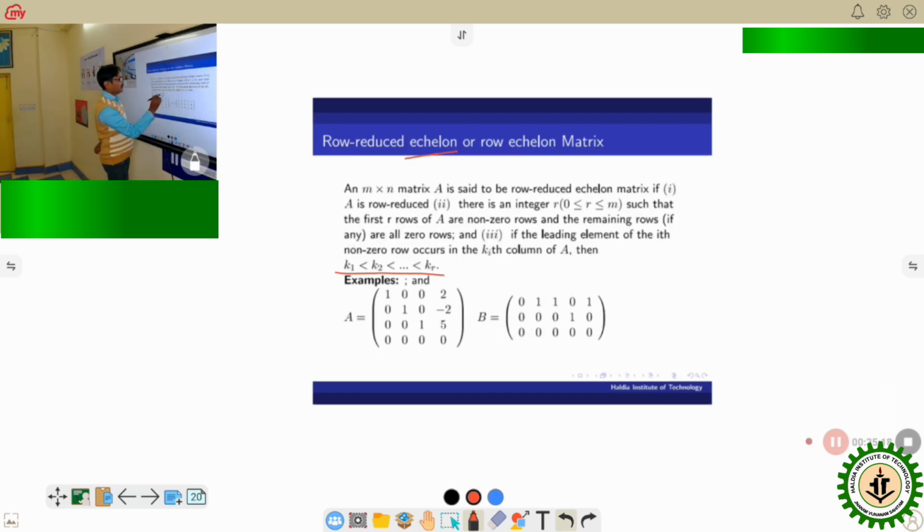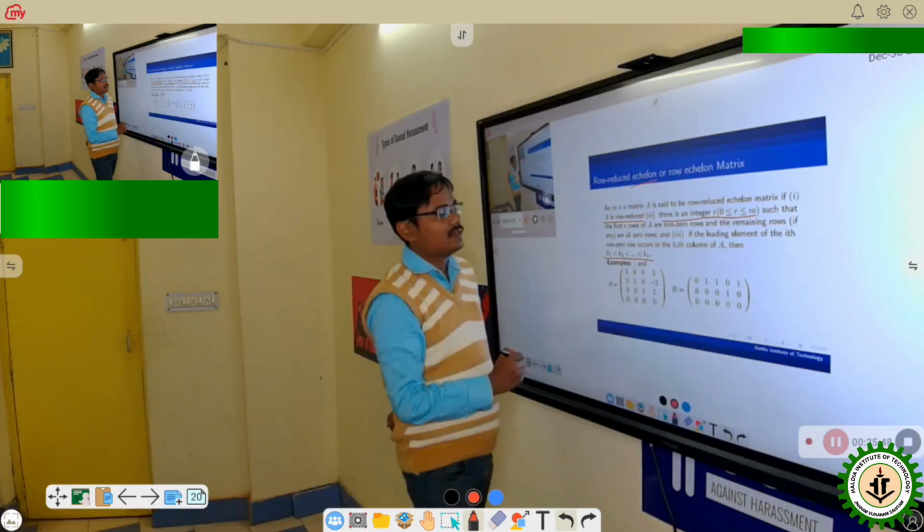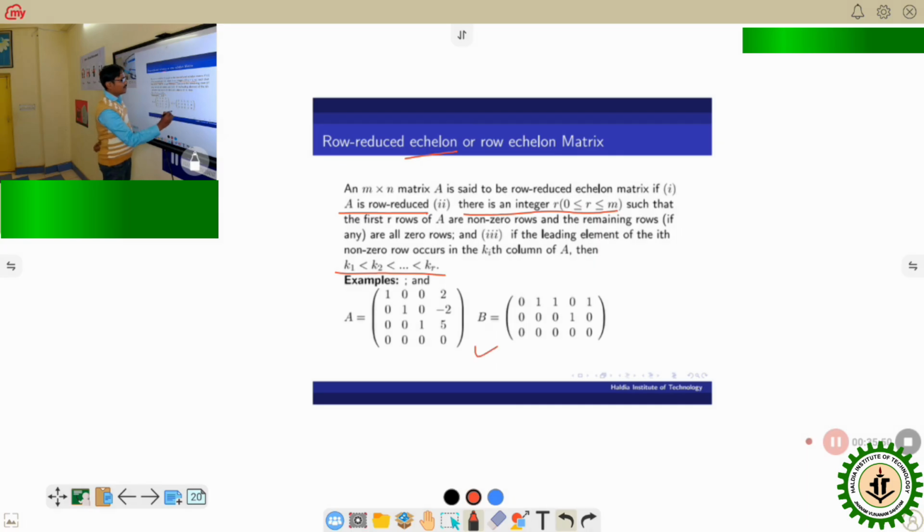This is the condition. An M cross N matrix A is said to be a row reduced echelon matrix if A is row reduced, and there is an integer R such that the first R rows of A are non-zero rows and the remaining are zero rows. So all the zero rows should be at the end. In the earlier example, there are zero rows in the middle, but it is row reduced. For row reduced echelon form, these zero rows should be at the end. These are all row reduced echelon forms.